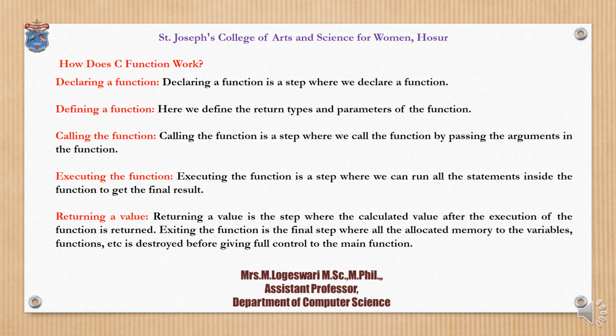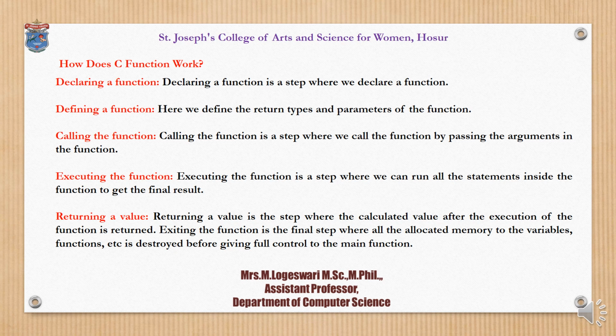Working of a function. First is declaring a function, the step where we declare a function. Defining a function, where we define the return type and parameters of the function. Calling the function is the step where we call the function by passing the arguments. Executing the function is the step where we run all the statements in the function to get the final result.